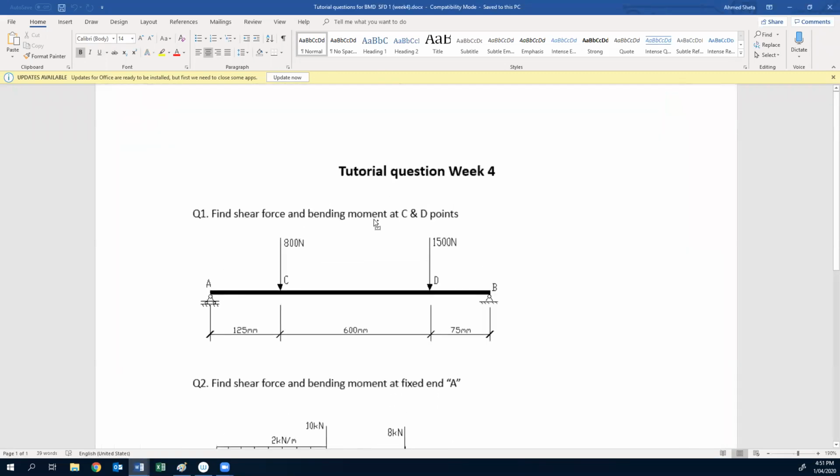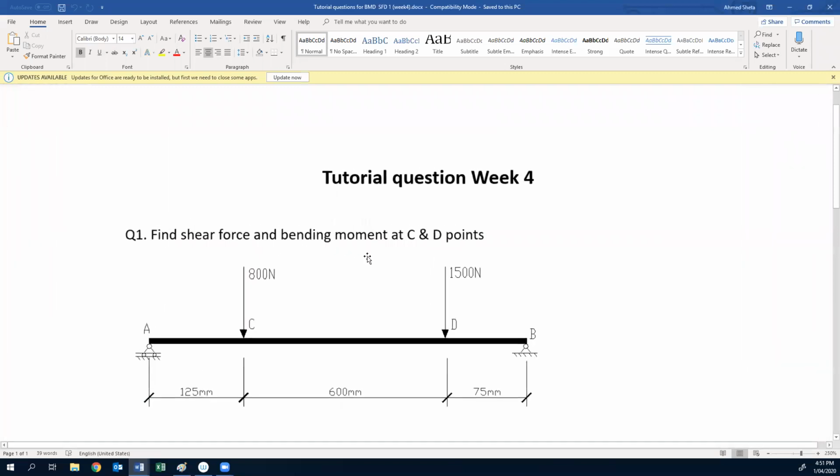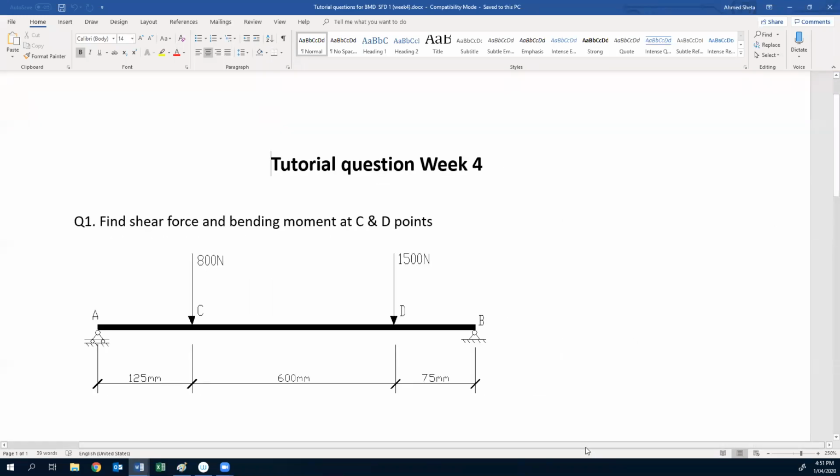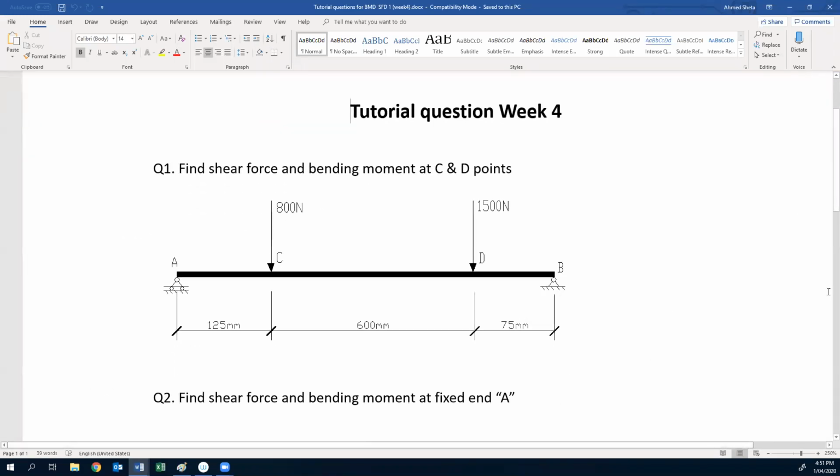Do you remember this question? We tried this question last week. But last week, the requirement was only the bending moment at C and the shear force and moment at C and D. Today, we will try to draw the shear force diagram and bending moment diagram for the whole beam. Okay? And I will start with this one.